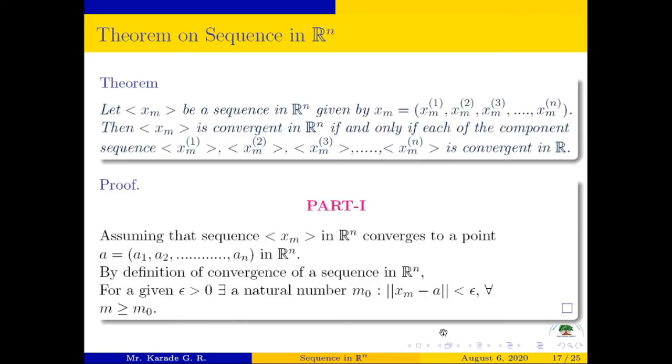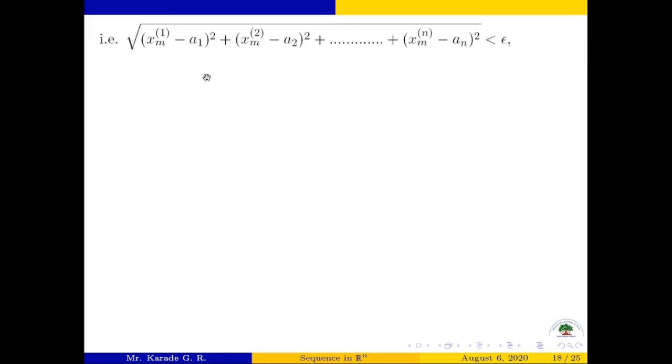So see here, we have this thing: the norm of xm minus a is less than epsilon. The norm of xm minus a, where xm is here, a is here, and their subtraction and their norm, is known to us. What will this be? It will be the square root of (xm1 minus a1) squared plus (xm2 minus a2) squared plus dot dot dot plus (xmn minus an) squared, and this is less than epsilon.